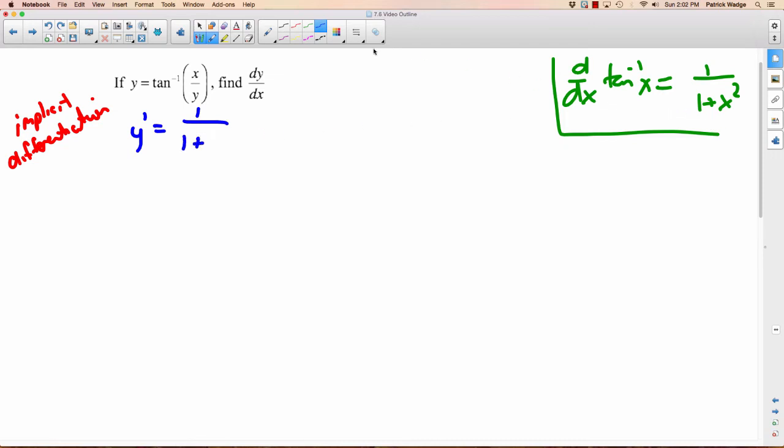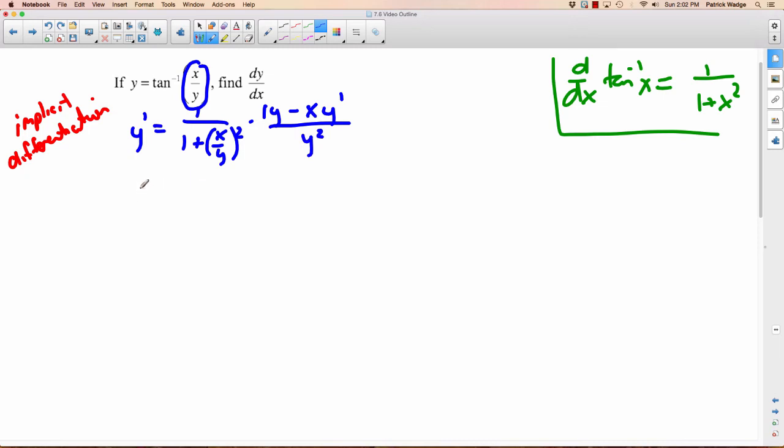squared. But in this case, your x squared is x over y all squared times, now when you times, you're going to have to take the derivative of this piece here. And this, you're going to have to use the quotient rule. So for the quotient rule, take the derivative of the top, which is 1, multiplied by the bottom, which is y, minus the top, which is x, times the derivative of the bottom, which is 1 y prime, and you divide all that by the bottom squared.